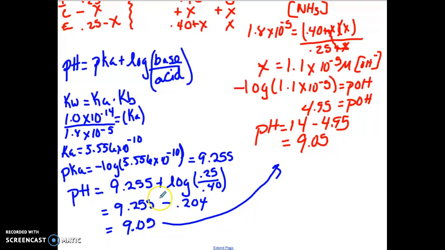So the only thing you really have to watch out for, if you're working with a base and you want to use the Henderson-Hasselbalch equation, is that you've got to make sure that you convert that Kb over to a Ka by using the Kw equation right here. And you'll end up getting the same value as well.